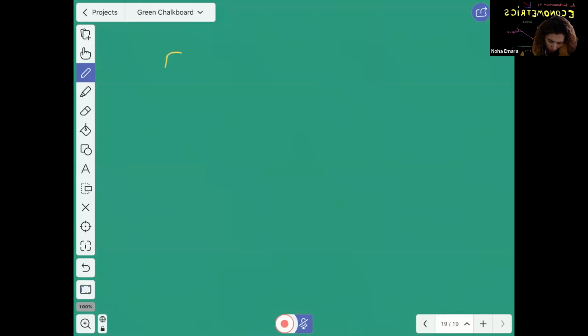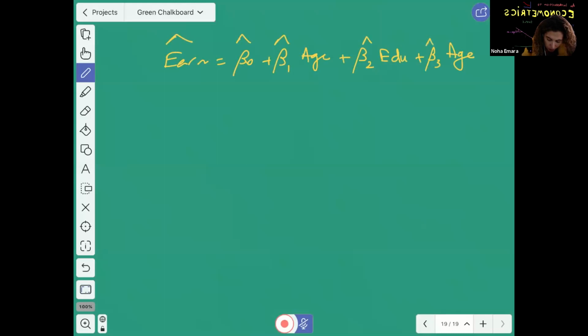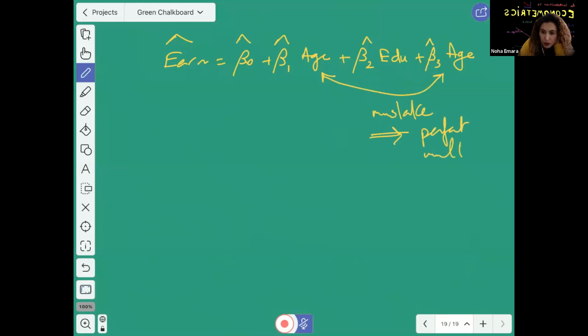So suppose that I have earnings equal to beta naught plus beta 1 age plus beta 2 education plus beta 3 age again. And I'm trying to estimate this model based on my estimation of these coefficients. As you can see, the mistake we made is repeating a variable twice. This mistake would lead to perfect multicollinearity because both are 100% correlated.